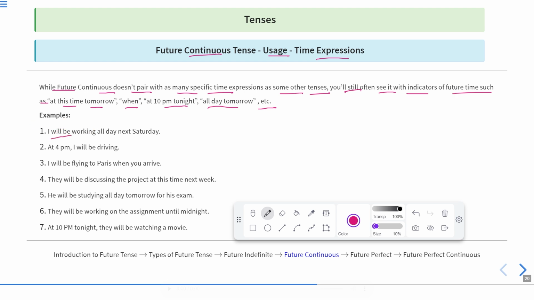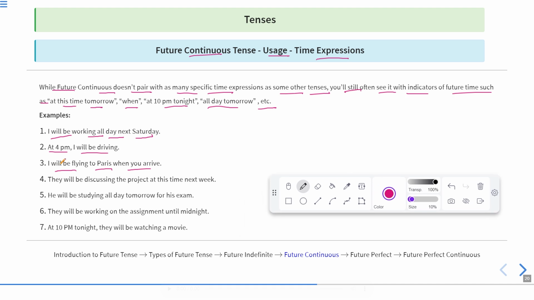Examples: I will be working all day next Sunday. At 4 p.m. I will be driving. I will be flying to Paris when you arrive. It means my flight will be at that time when you arrive. So my flight time will be going on at that time. Okay, so I will be in flight at that time.